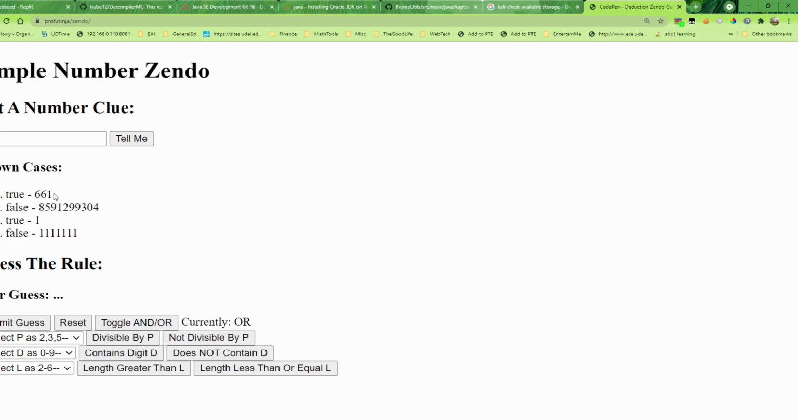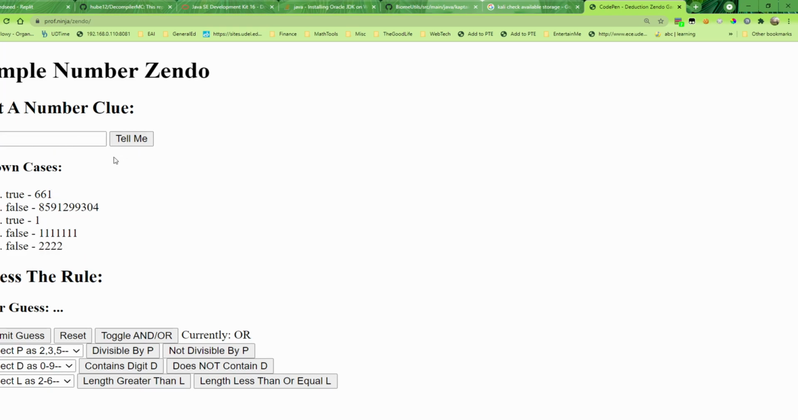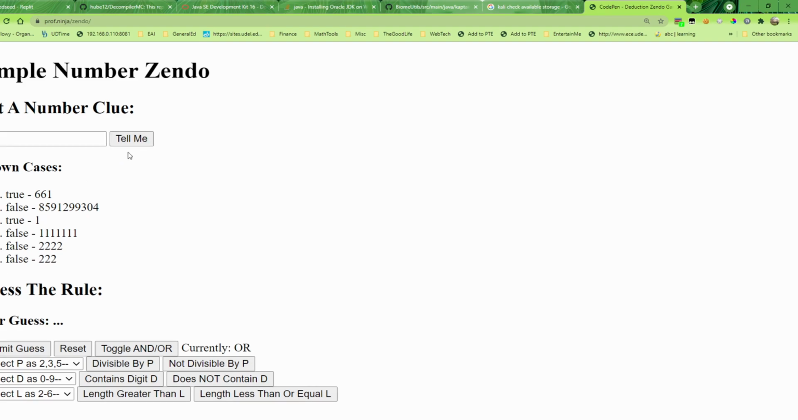No. You can't just make a game like this and then not play it perfectly. Ah, I see. Take a look at this. 222 was false and 661 was true. There is a 1 at some place. This is not divisible by anything. Maybe not divisible by 2 and short.